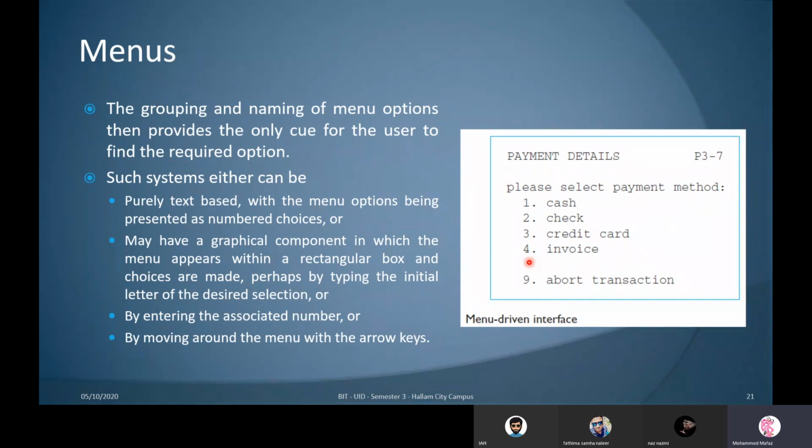So the grouping and naming of menu options then provides the only cue for the user to find the required option. Such systems either can be purely text-based, with the menu options being presented as numbered choices, or may have a graphical component in which the menu appears within a rectangular box and choices are made perhaps by typing the initial letter of the desired selection or the number, or by moving around the menu with the arrow keys. So that is how menus are used.